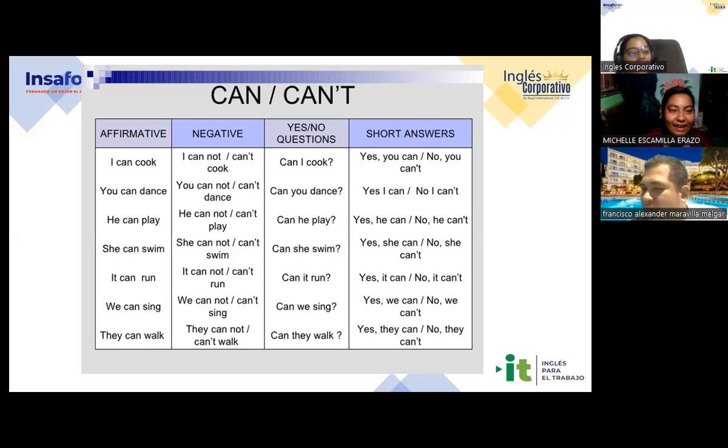Can you cook lasagna? Can you cook lasagna? No, I can. Okay. Ahora pregúntele usted a Michelle, Francisco. Okay.